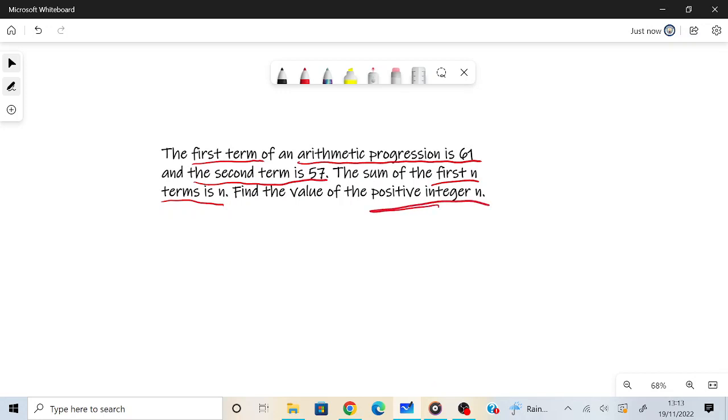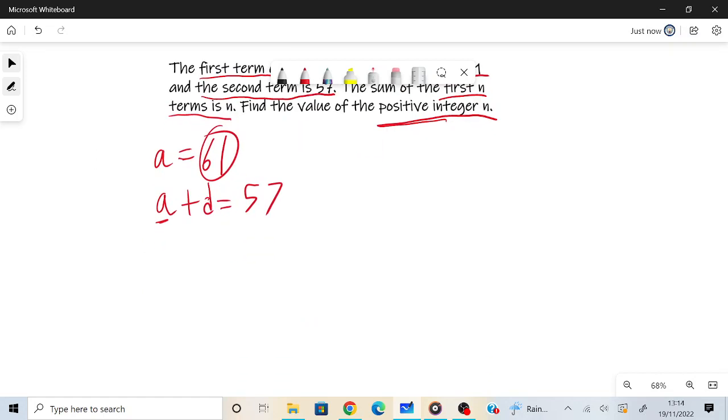So let's derive our information. It says the first term of an arithmetic progression is 61. So a is 61. And it said the second term is 57. And we know that the second term is simply a plus d equals 57. And because we know our a to be 61, we can get d. So d equals 57 minus 61, because if our a is 61, you take it to the other side and subtract, and d is nothing but minus 4.